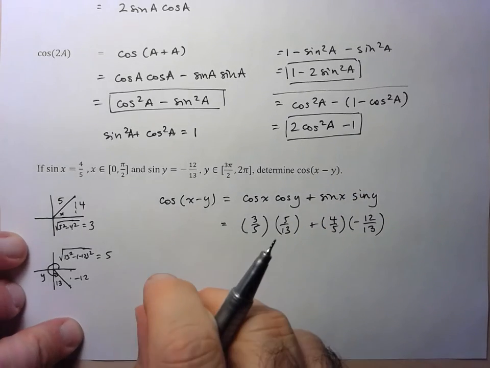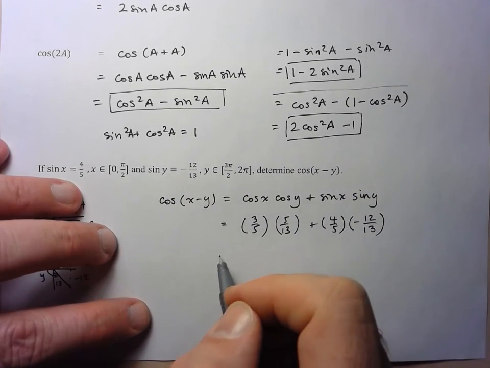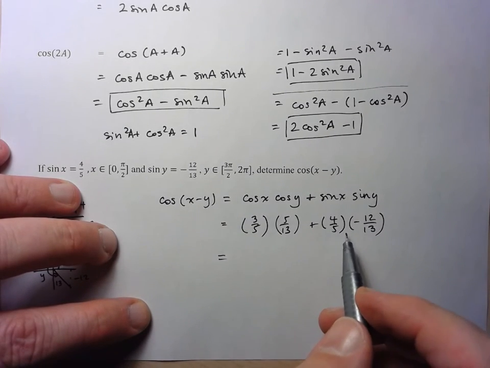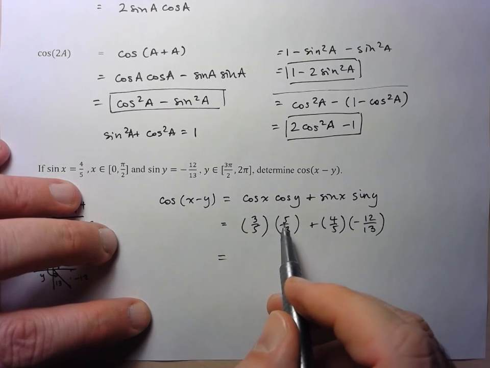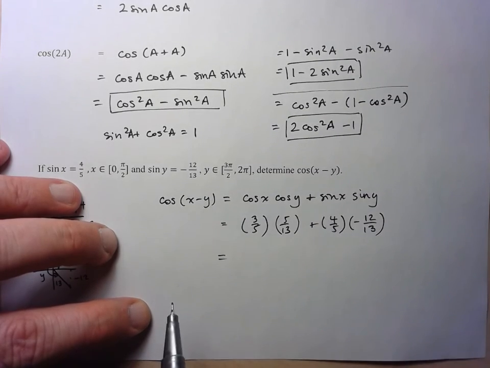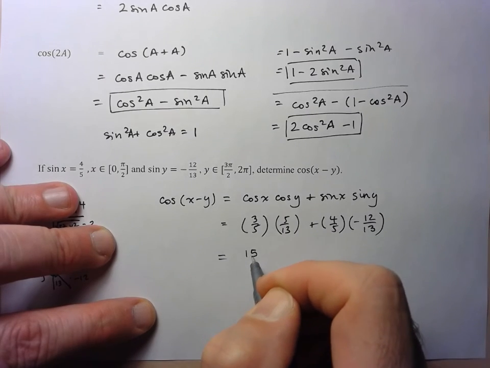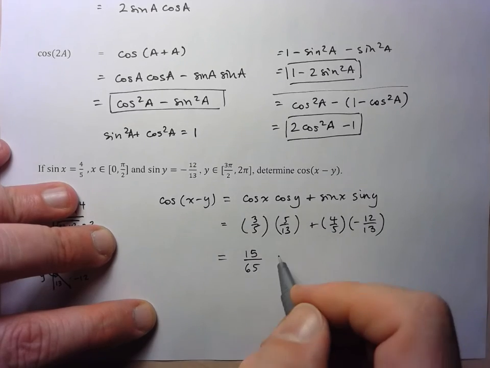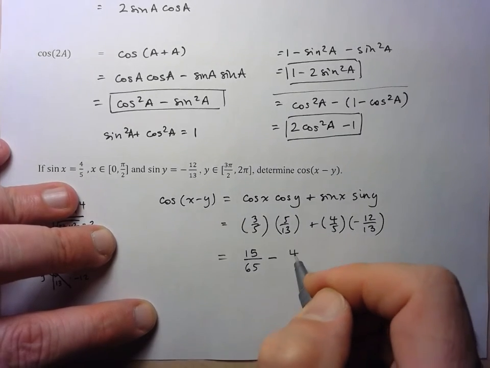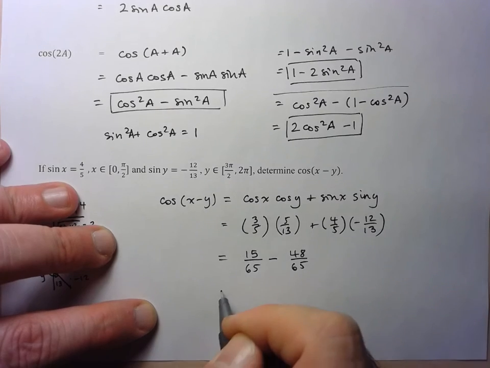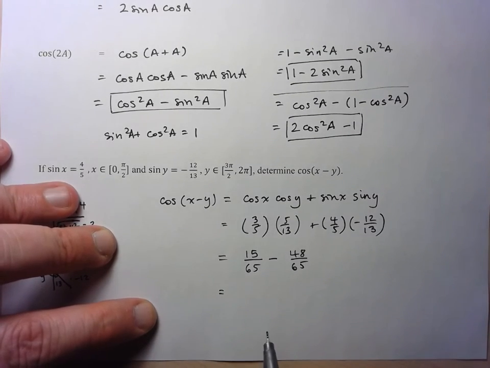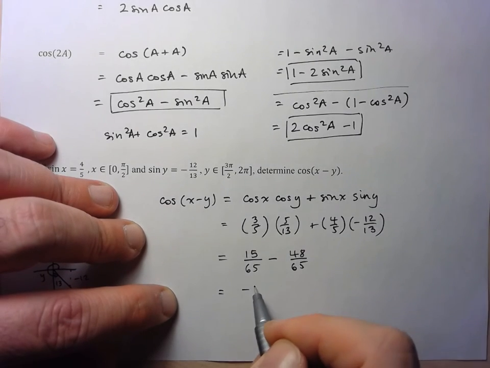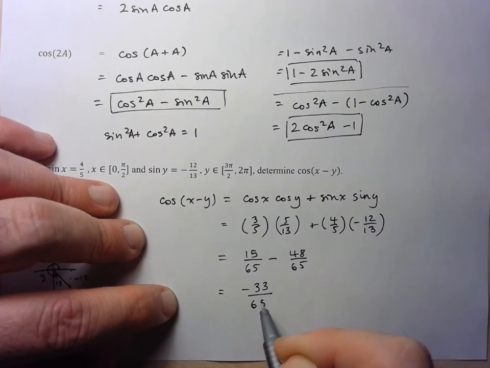All right, and now we can calculate our answer, or simplify our answer. Since I want to keep the same denominator, I'm not going to bother canceling out these 5s, because there's nothing to cancel out in the second one. So I'll keep this as 15 over 65, minus 48 over 65. So our final answer is going to be 15 minus 48, so negative 33 over 65.